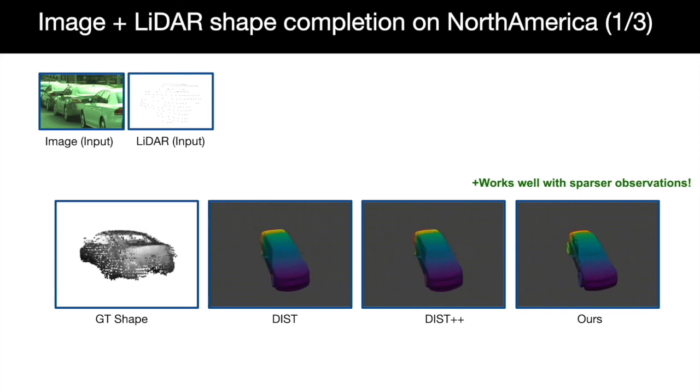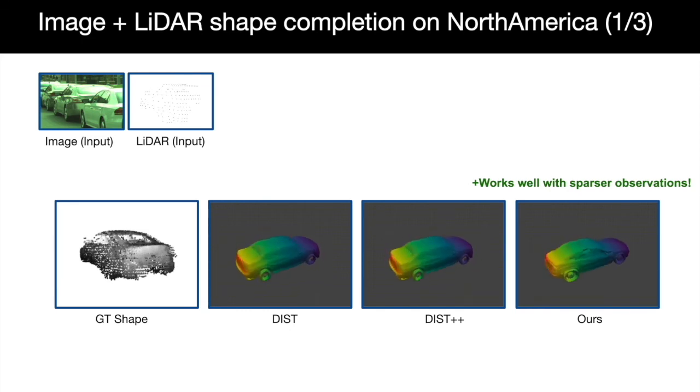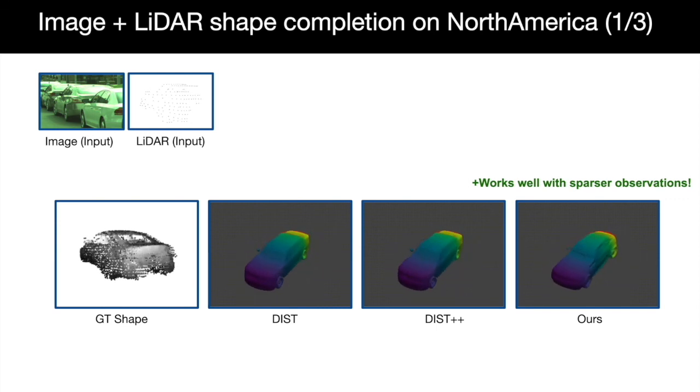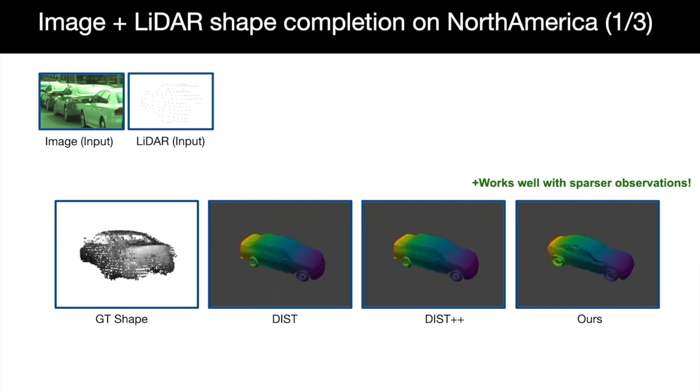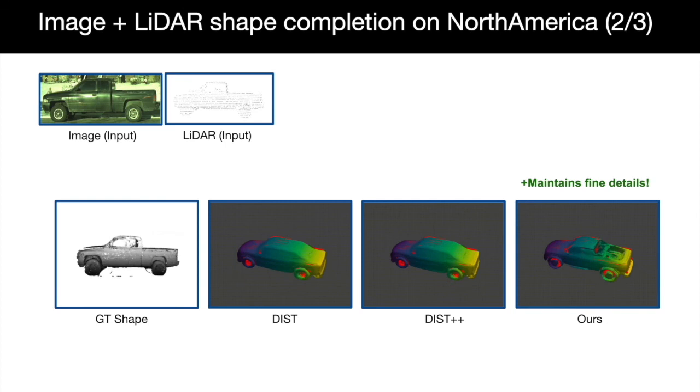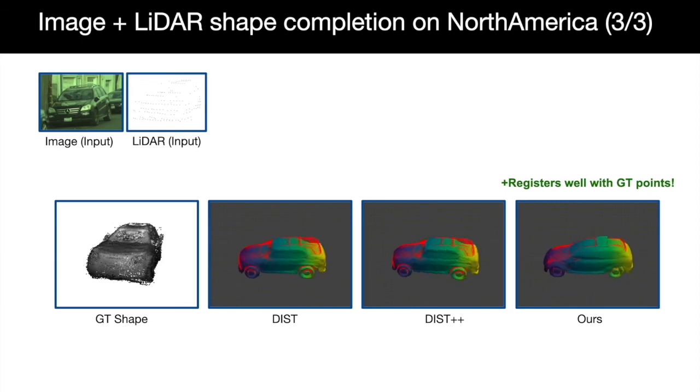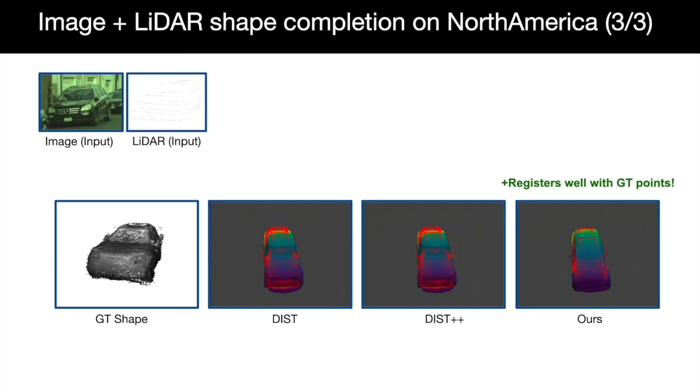Finally, we showcase image plus LiDAR shape completion results on the North America dataset. Despite training the image and point cloud encoder separately, our proposed multi-code optimization combines them effectively to generate natural-looking shapes, even in challenging scenarios. This results in higher fidelity and finer details compared to the existing methods that also use both sensor data. Here's one more example. Notice the reconstructed sunroof on this Mercedes-Benz.